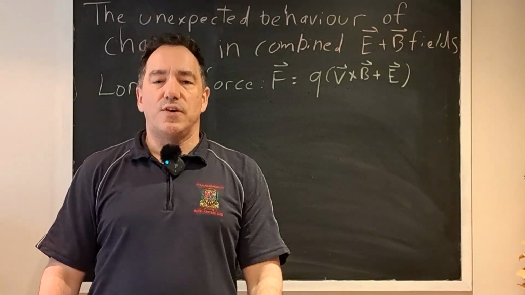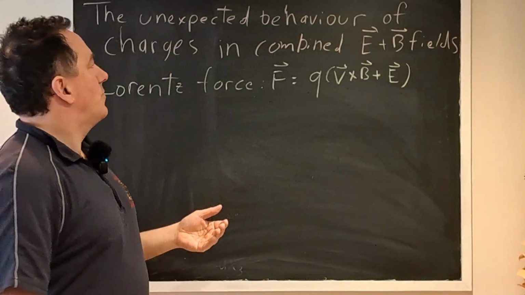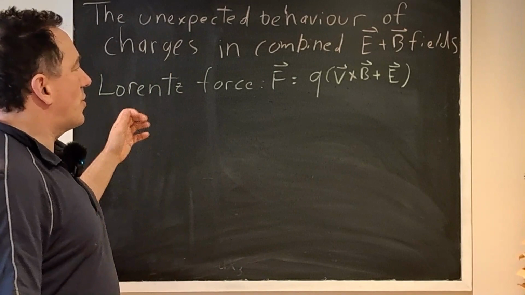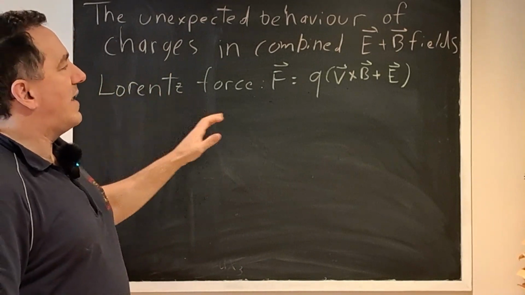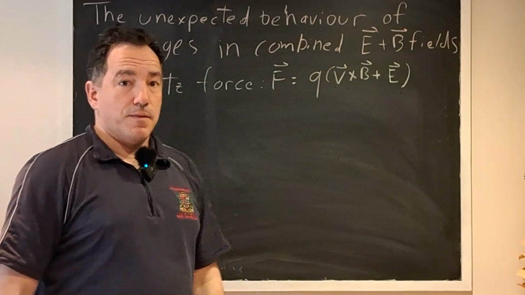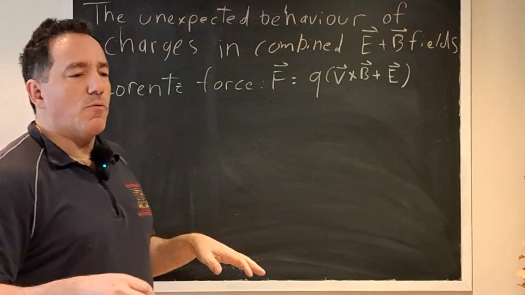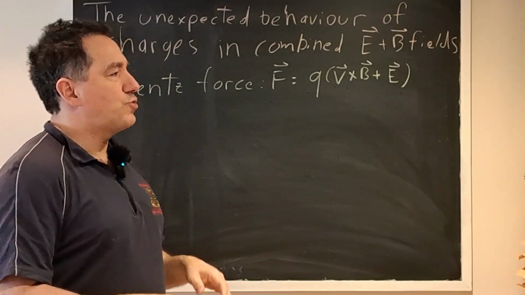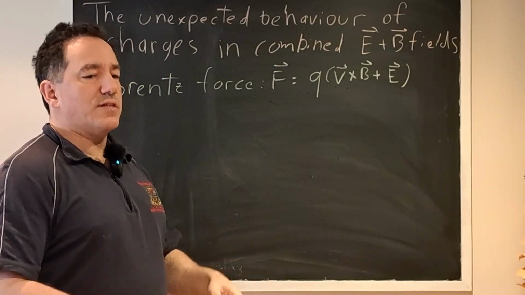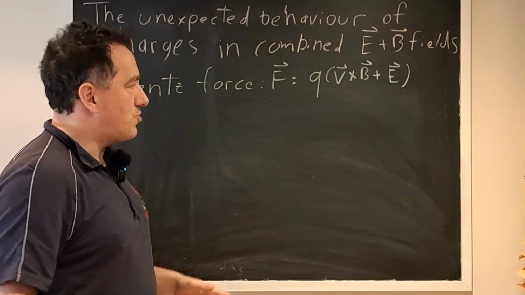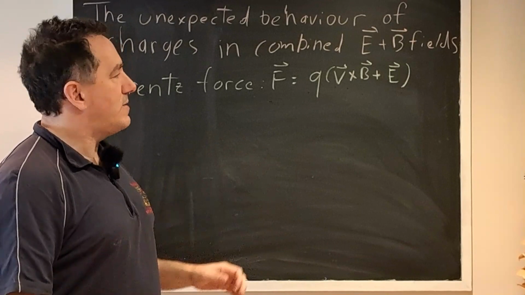Hello, in this video I want to talk about the seemingly strange behavior of charges in combined electric and magnetic fields. So we have a setup in which we will have very simple magnetic and electric fields which will be static, which means they don't vary in time, of fixed magnitude everywhere in space, uniform in space.